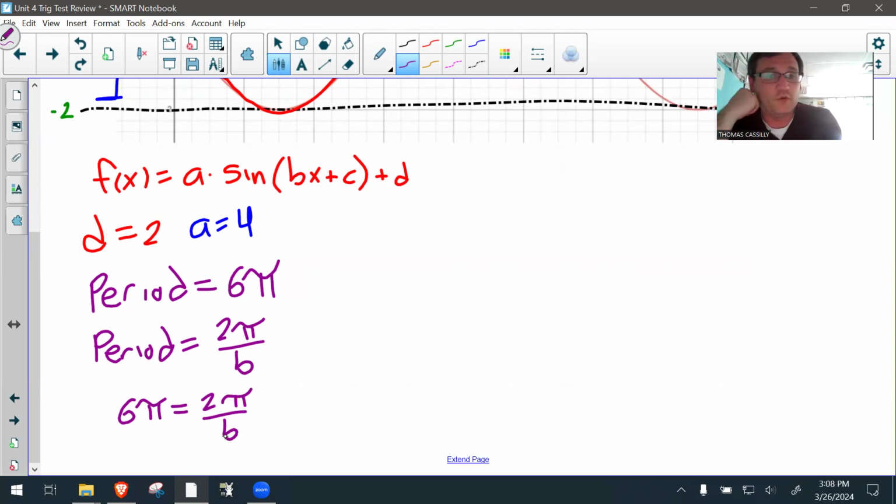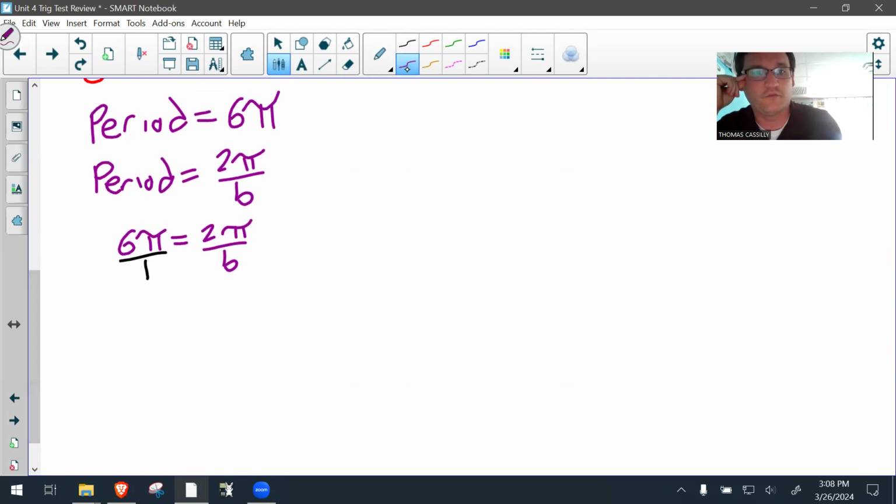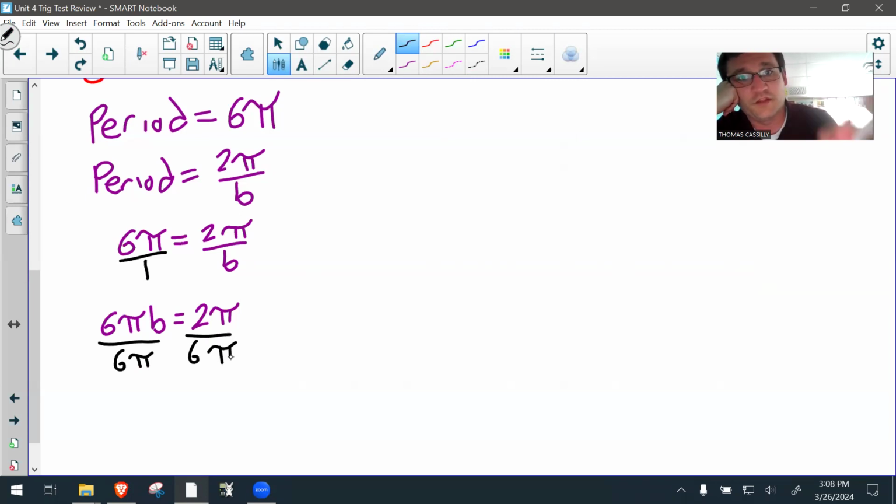Now, here's what I'm going to do. I'm going to call this over 1. So I have 2 fractions, and then we can cross multiply. It's like solving for any proportion. I'm going to say 6 pi times b equals 2 pi. Now I'm going to divide both sides by that 6 pi, and we're going to be left with our b value. B equals, the pi's cancel, 2/6. That reduces down to 1/3. So your b value is 1/3.